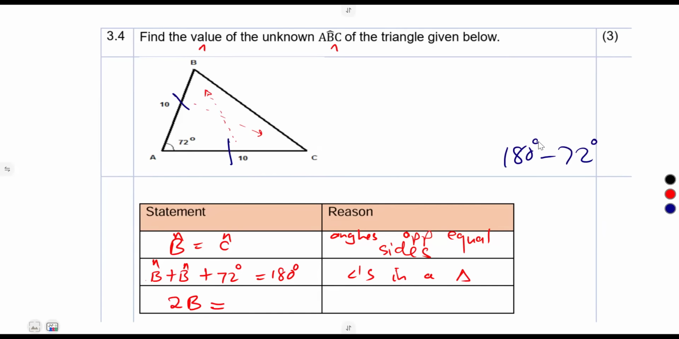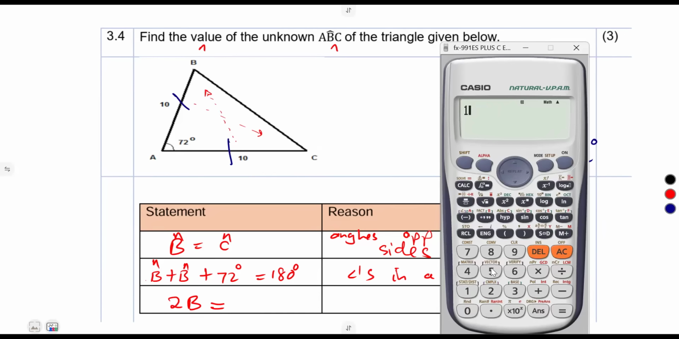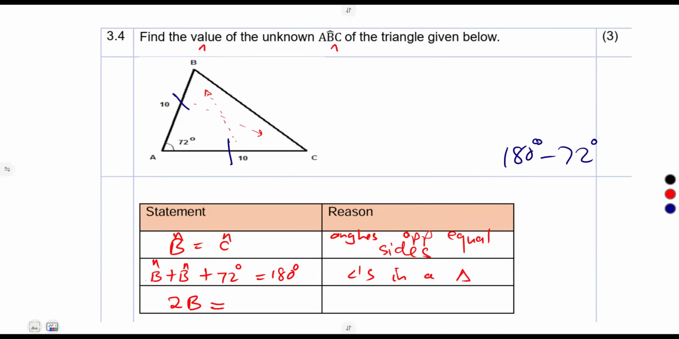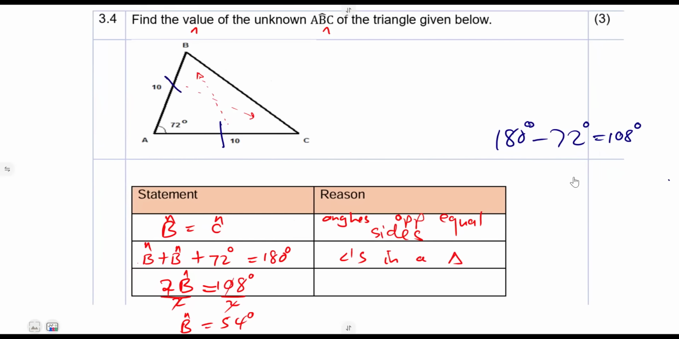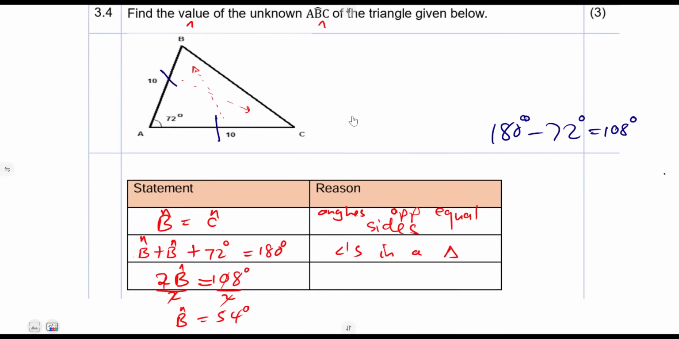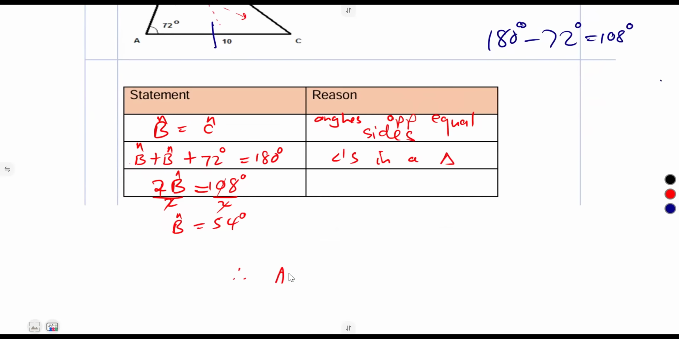So it was going to be negative 180 minus 72, which is going to give us what? 180 minus 72, that's 108. So that's 108. Divide by 2 to find the exact value of angle B. So angle B is what? 54 degrees, which is the angle ABC. So that's our angle ABC there. Therefore, angle ABC is equal to 54 degrees.